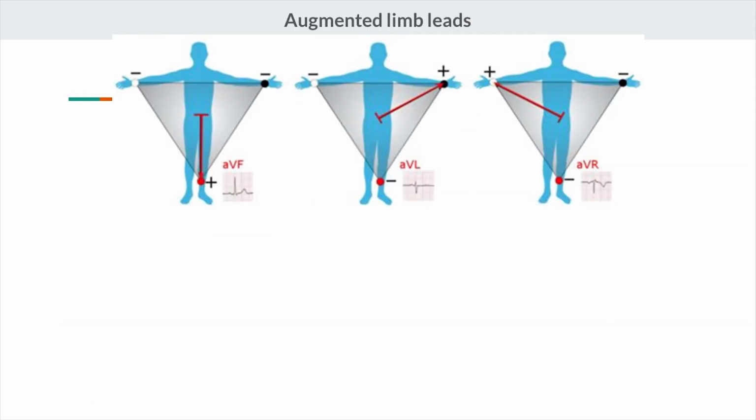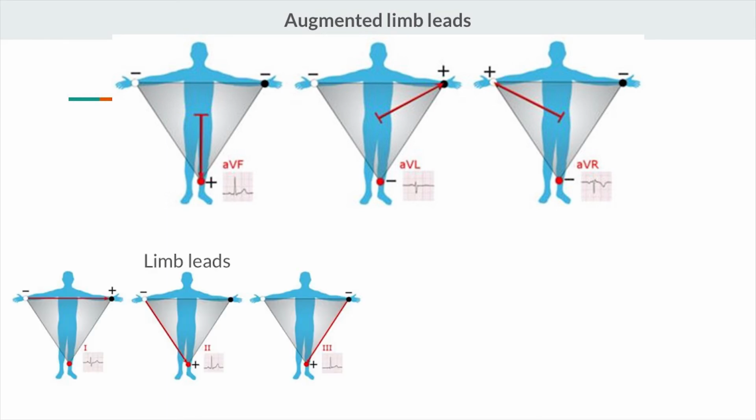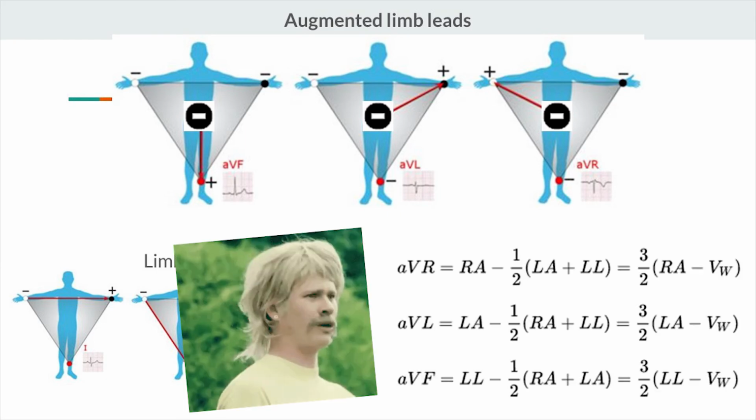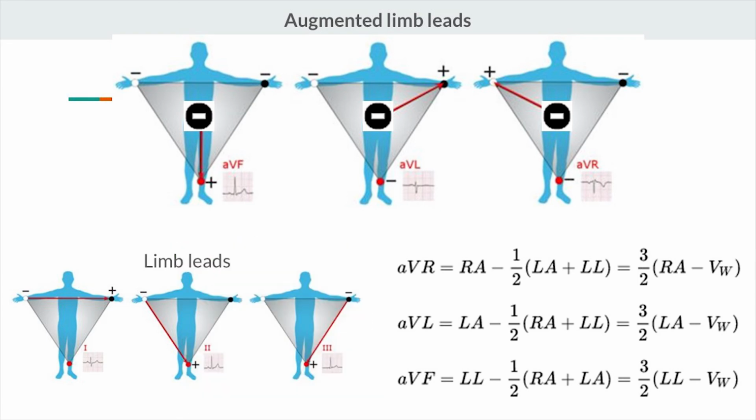If you're wondering what augmented limb leads are exactly, they're leads that are derived from the limb leads 1, 2, and 3, but with its negative pole at the center of the body, which is calculated using these formulas. You totally don't have to understand what any of that means, just know that the augmented limb leads give us more views of the heart's electrical activity.